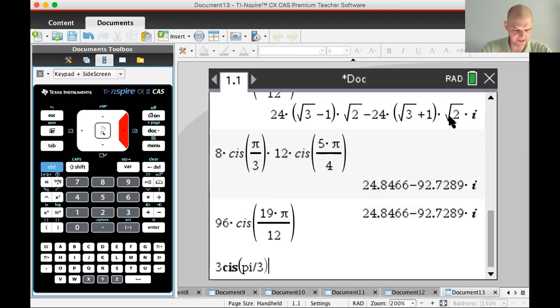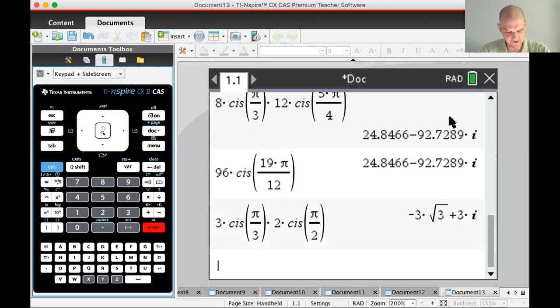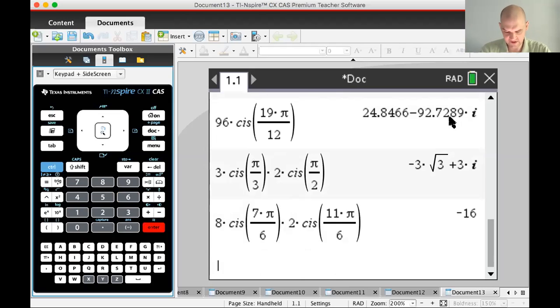So for this one, I'm going to have to convert to radians, but that's not an issue because we've done that all year. So I get this, which is what we had. And then 8 cis 210 is 7 pi over 6. This is a good exercise in conversions. Cis 11 pi over 6 to get negative 16, which is what we got.